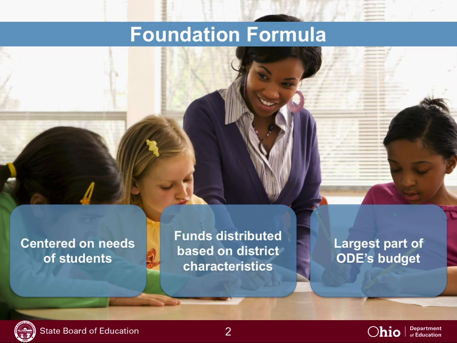The second key feature is that we distribute the funds based on certain district characteristics. And we'll talk mostly about that in this first part because a district has its own wealth, its own properties, and those have to be factored into the funding formula as well. And then finally, the big issue is this is the single largest component of the Department of Education's overall budget.